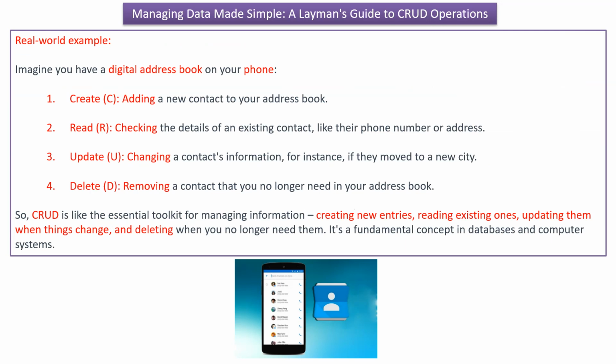Update is like changing the contact information, for instance, if they move to a new city. Delete is like removing a contact that you no longer need in your address book.